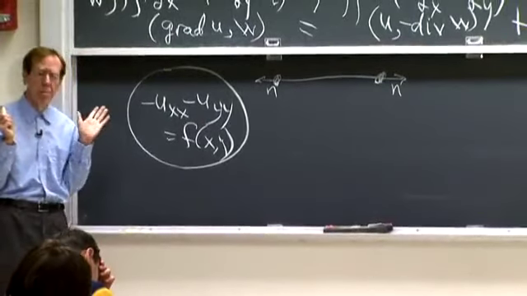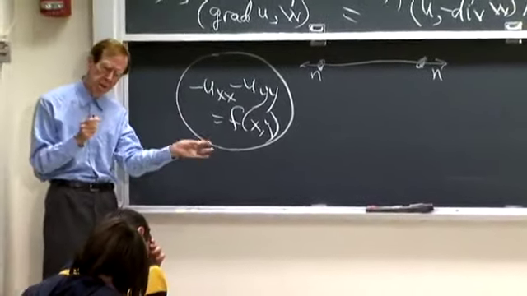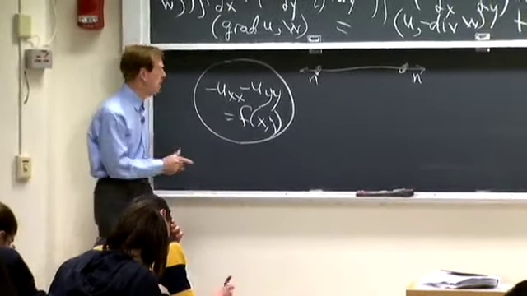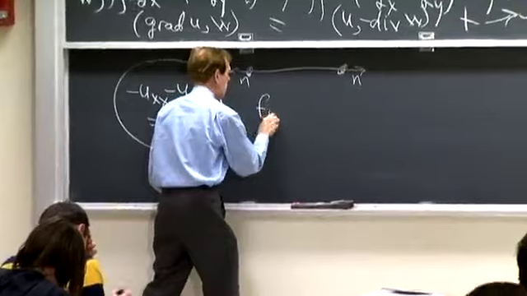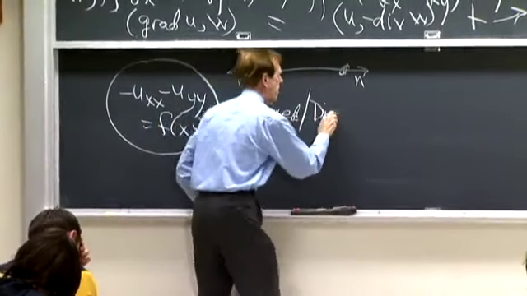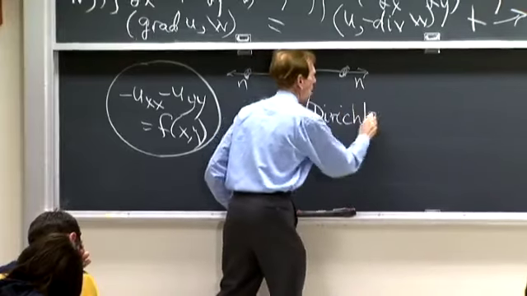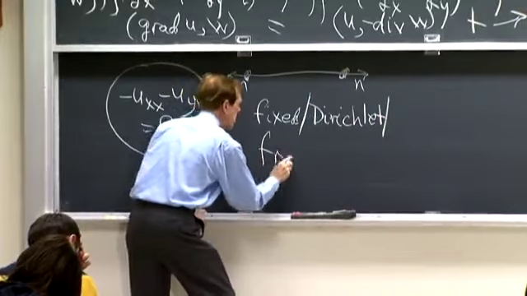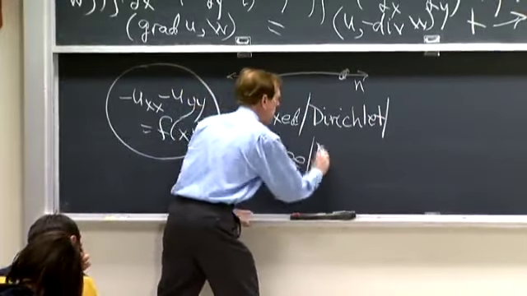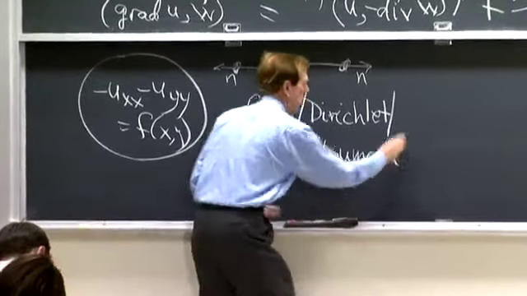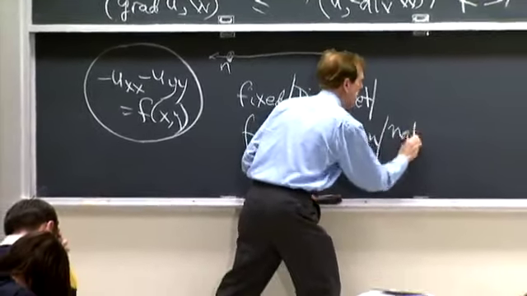So what corresponds to fixed boundary conditions and what corresponds to free boundary conditions? Fixed are the ones that are named after Dirichlet. The rest will be free. Those are the ones named after Neumann. And those are what we called natural boundary conditions.